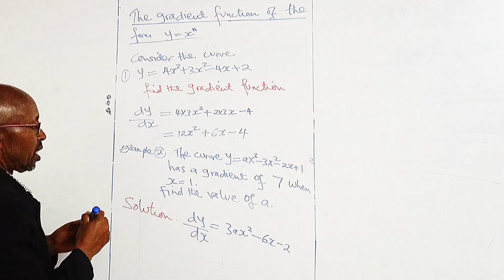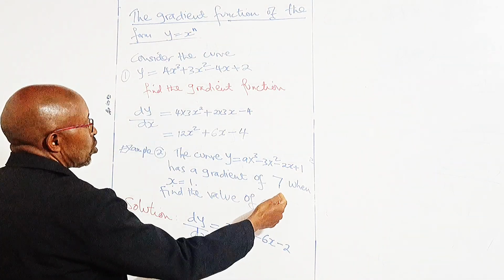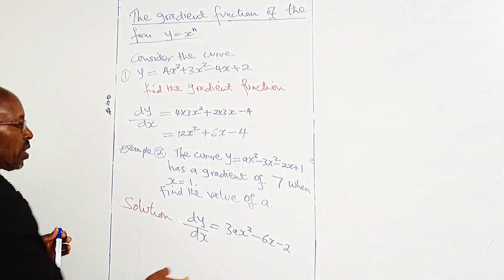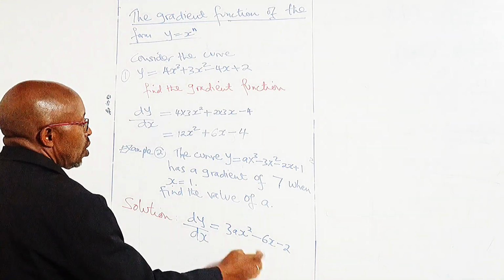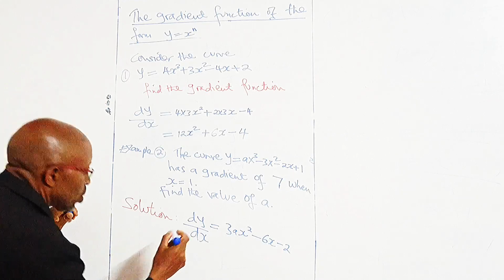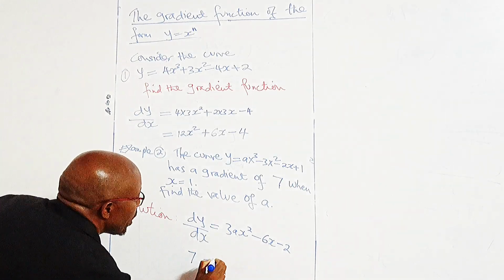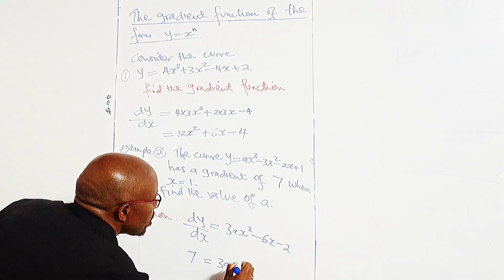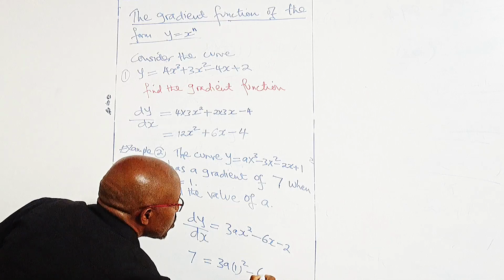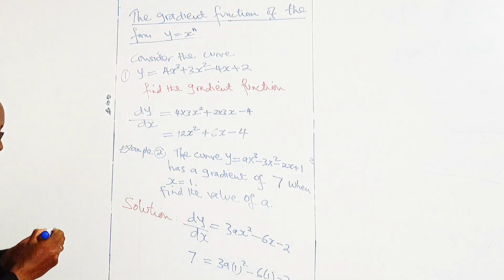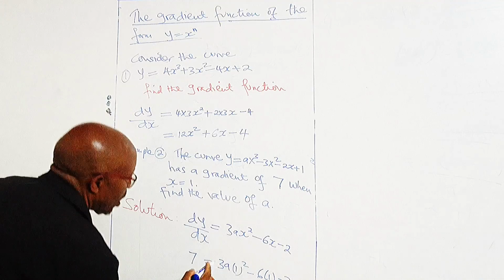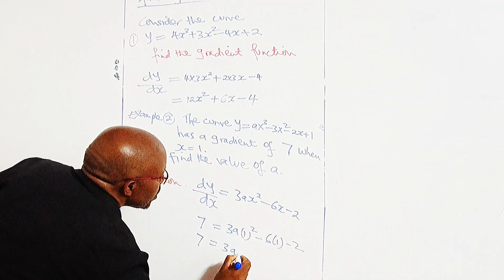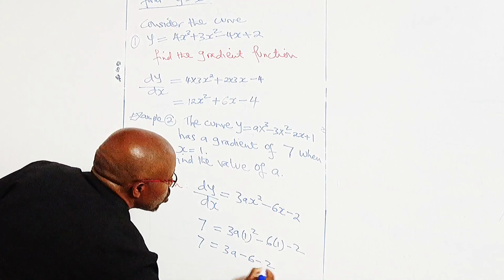We are told that the gradient is equal to 7 when x is 1. Therefore, dy/dx is equal to 7 when x is 1. So we substitute x as 1. Then opening the bracket, we have 7 is equal to 3a minus 6 minus 2.